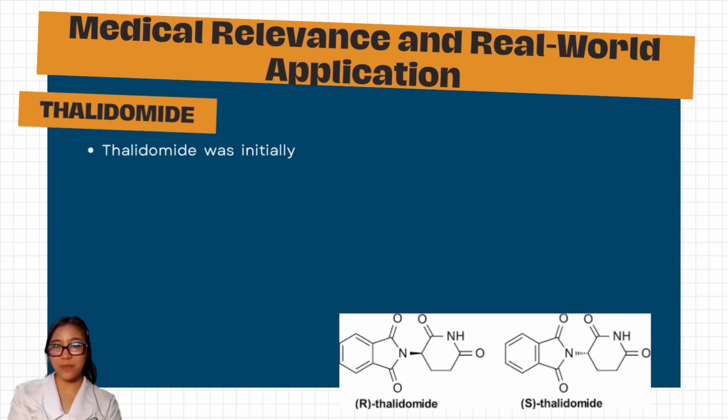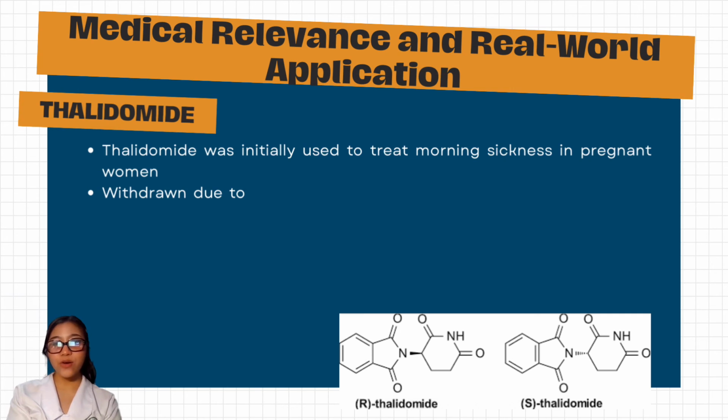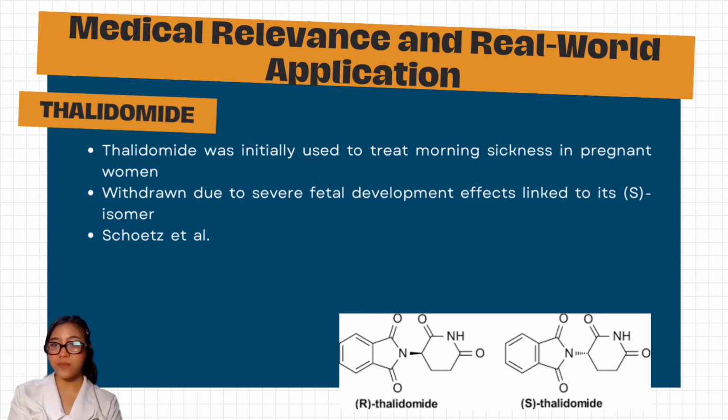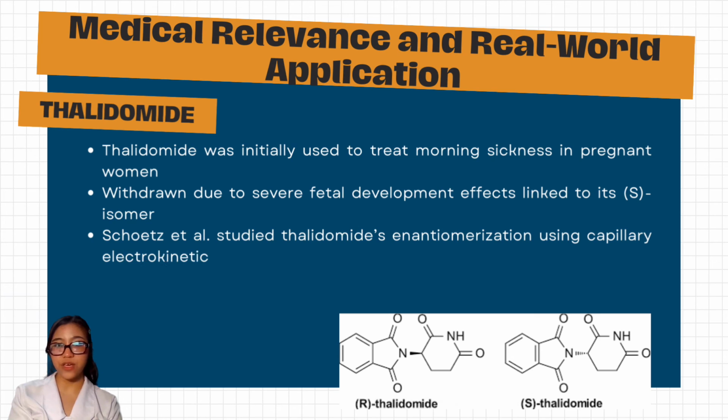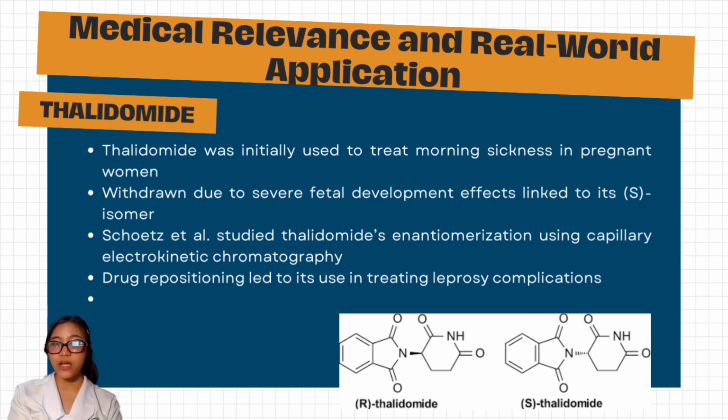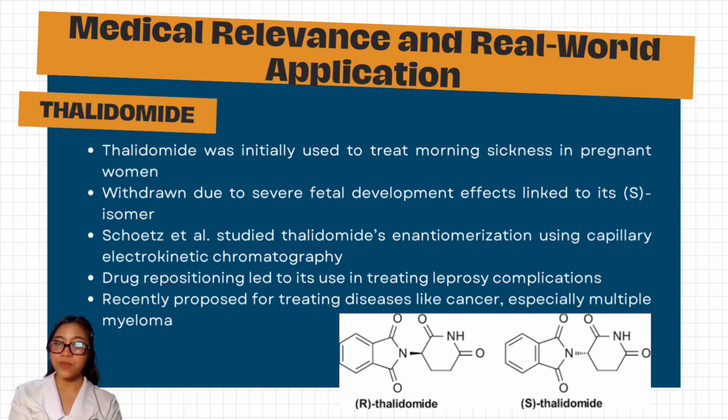A classic example of the importance of chirality in medicine is thalidomide. Originally, it was used to treat morning sickness in pregnant women, but it was withdrawn due to severe effects on fetal development, primarily linked to its S isomer. Researchers later used capillary electrokinetic chromatography to study its enantiomerization.